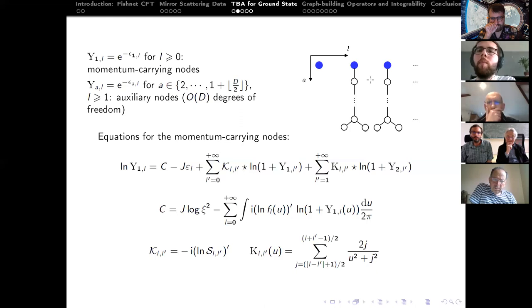Okay, so the typical equations for the massive nodes look like this. You have the driving term, that is the energy of the particle of type L. You have a constant C that involves the chemical potential, log psi square. And also part of the phase of the S matrix, F. And the other part of the phase is one of the kernels of this TBA. It's an interaction between massive nodes. Then this kernel is more usual.